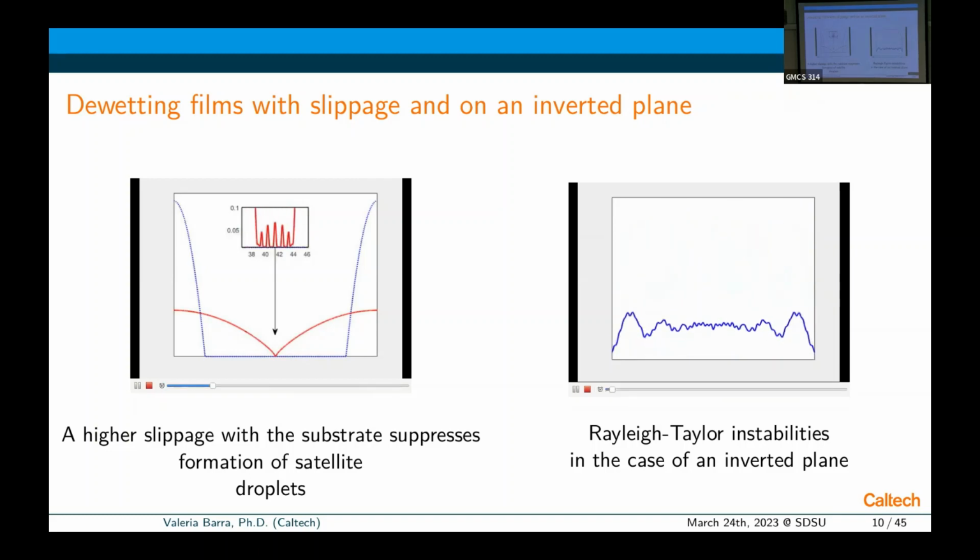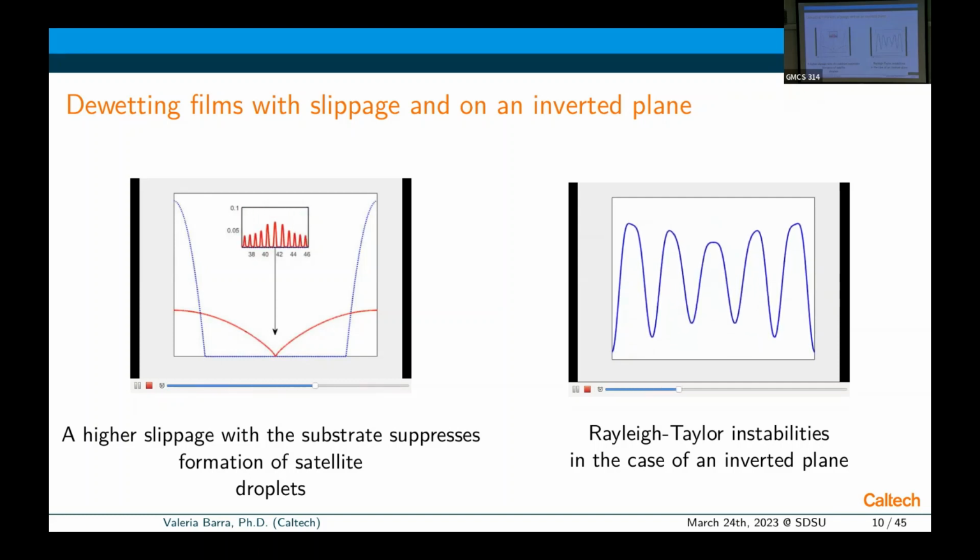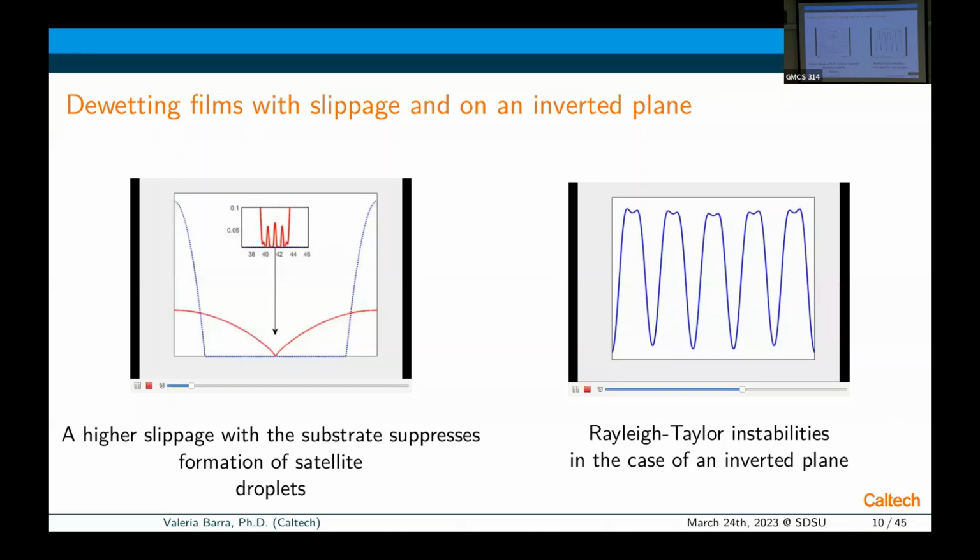On the right panel here, you see an example of an inverted plane. So now we do have also gravity competing with the interaction force. And now we are analyzing the Rayleigh-Taylor instability. So now the fluid is on top and the air is at the bottom.